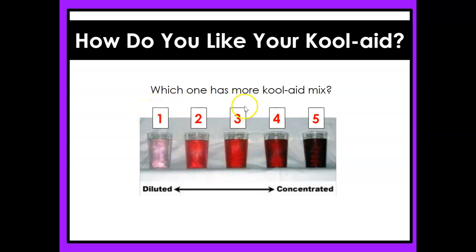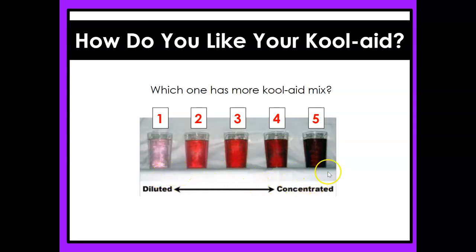For me personally, I like it around a 3. And that's because it's like the perfect mix of water and Kool-Aid mix, right? If you're down here at the 1, it just tastes like water. And if you're up here at 5, it's way too sugary, way too much of the mix, and it just tastes like powder. So this has to do with dilutions and concentrations.